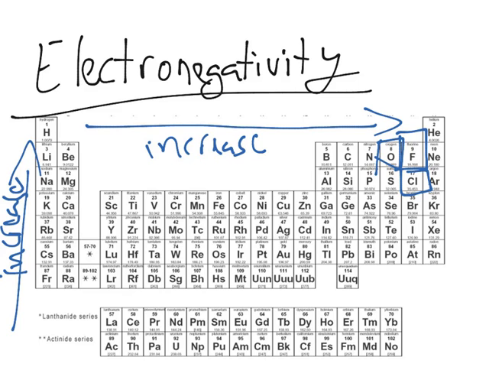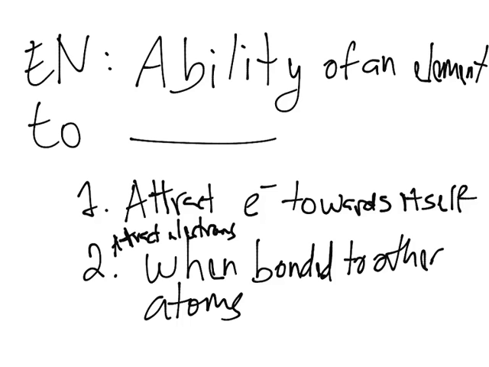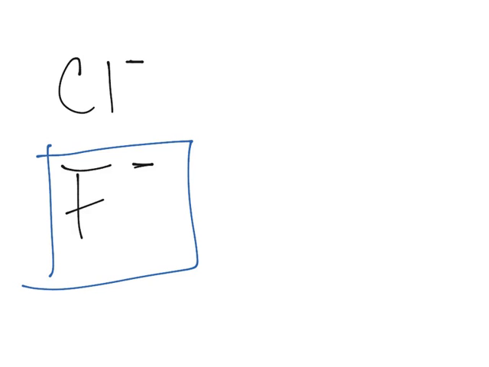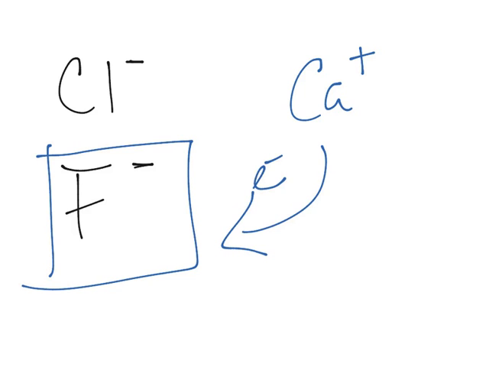Something as, let's go with calcium this time, won't have the ability fluorine has to pull electrons towards itself. It'll pretty much want to give those electrons it has to the fluorine, because metals, if you remember, will always like to be a cation. So it will want to lose those electrons and give them to the fluorine in this case.